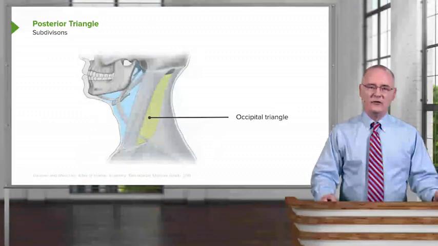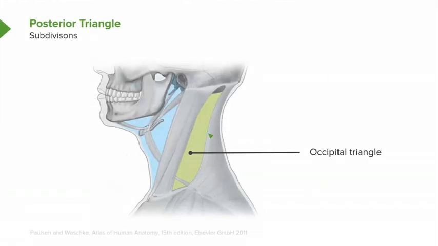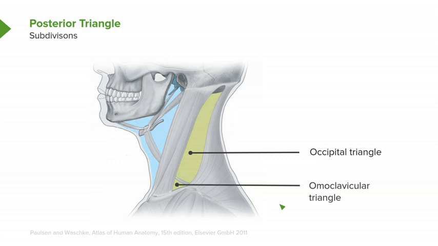Here we see the occipital triangle, the posterior triangle identified. Its boundaries are the sternocleidomastoid. Here you see the posterior belly of your omohyoid, and then you see the trapezius. The second and final subdivision of your posterior triangle is the omoclavicular triangle.